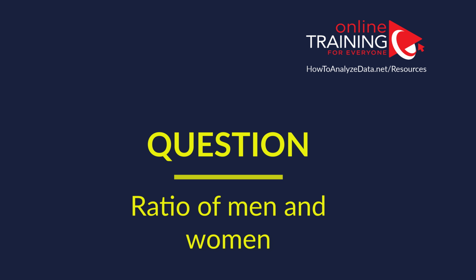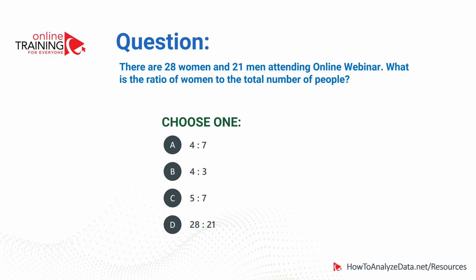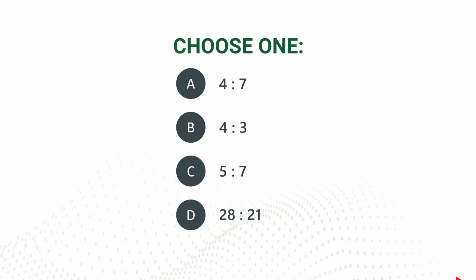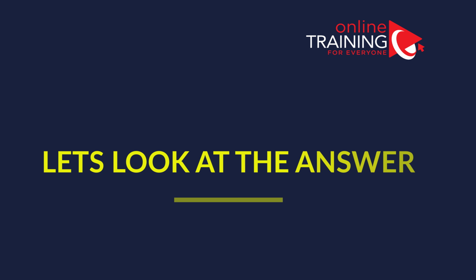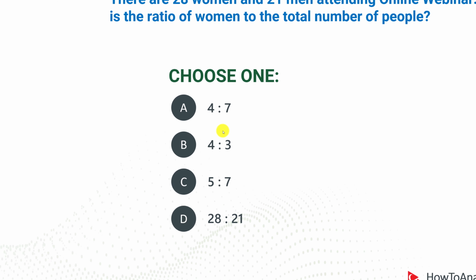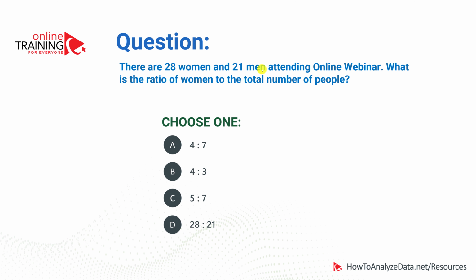Now let's look at the tricky question, which is frequently used as part of math reasoning and abstract reasoning tests. There are 28 women and 21 men attending online webinar. What is the ratio of women to the total number of people? And there are 4 choices: 4 to 7, 4 to 3, 5 to 7, and 28 to 21. Which one do you think is the right answer? The tricky part about this question is that there are choices B and D, which represent the ratio of women to men. But this is not what needs to be calculated here, because ratio of women to total number of people needs to be captured.